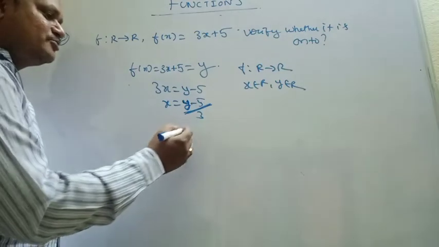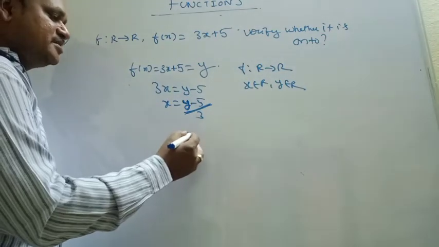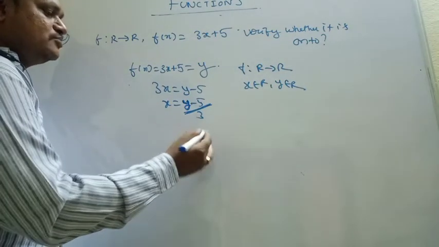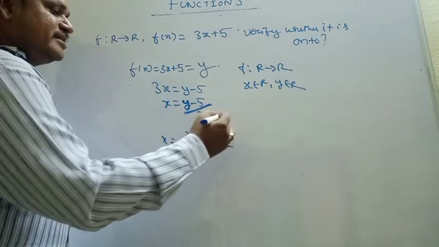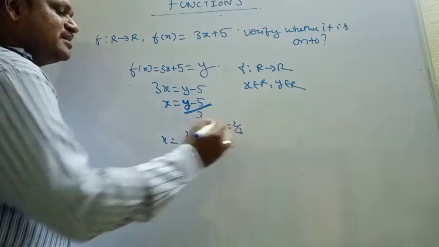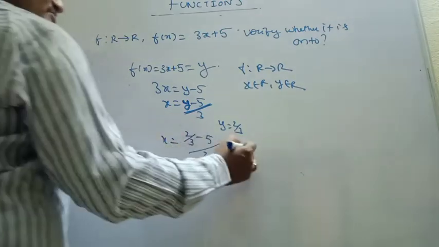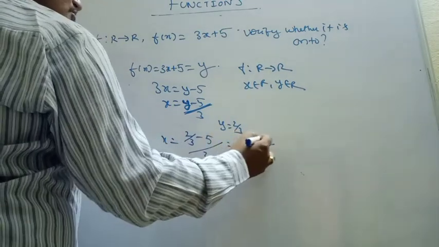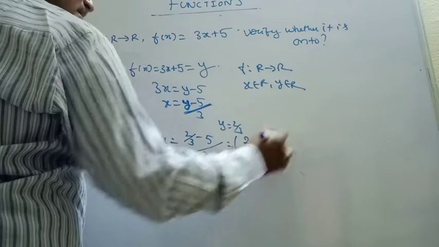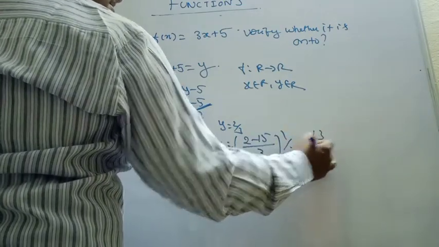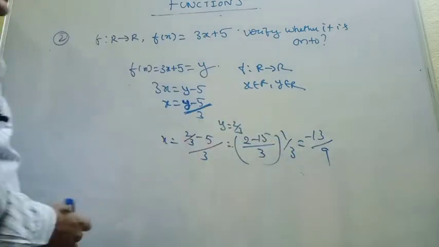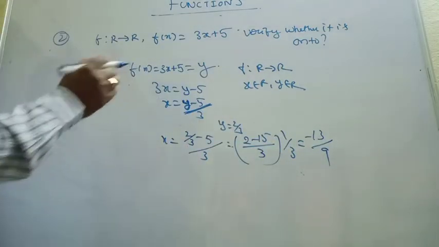For example, you take y equal to your wish, anything, say 2/3. Then x = (2/3 minus 5)/3. Let us simplify this: 2 minus 15 is minus 13, over 9. This is also a real number. Therefore, it is an onto function.